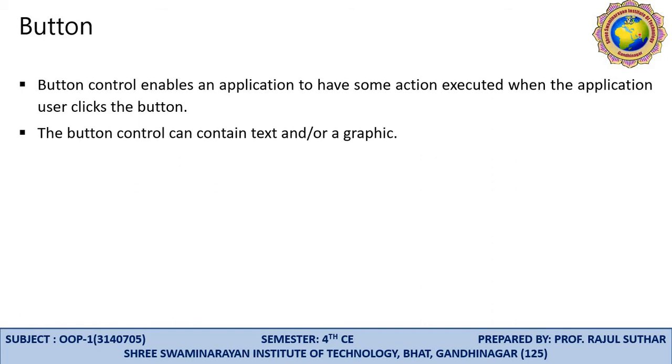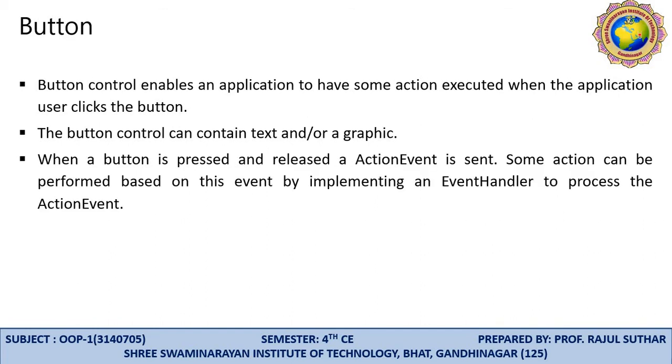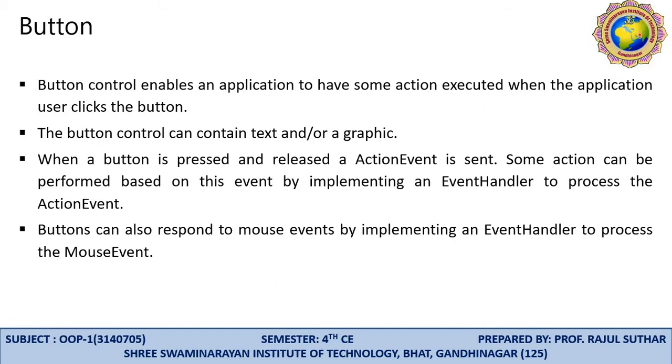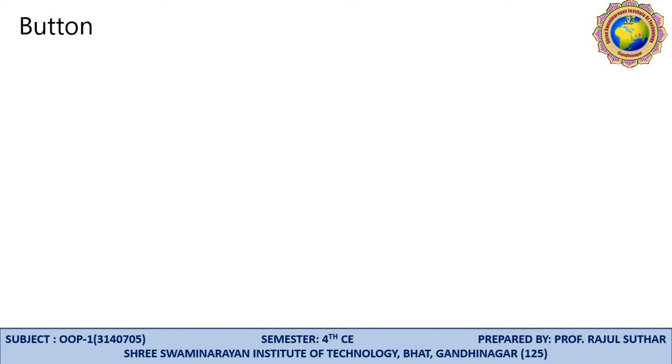The button control can contain text or graphics. When a button is pressed and released, an action event is sent. Some action can be performed based on the event by implementing an event handler to process the action event. A button can also respond to mouse events by implementing an event handler to process mouse events.